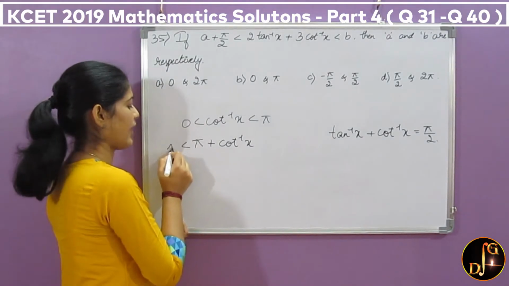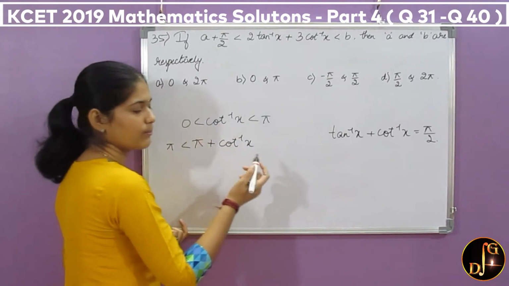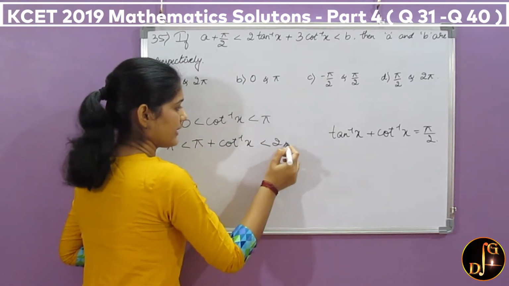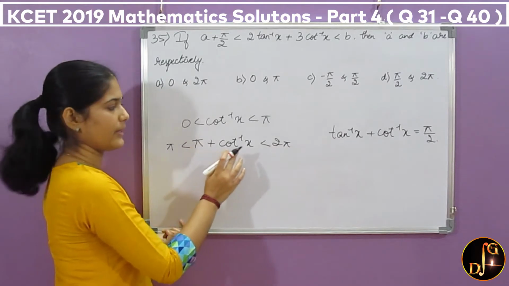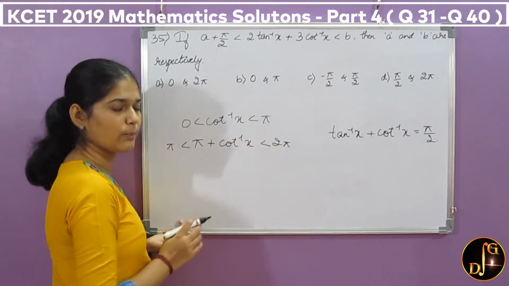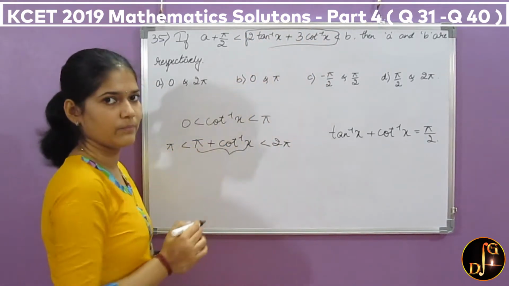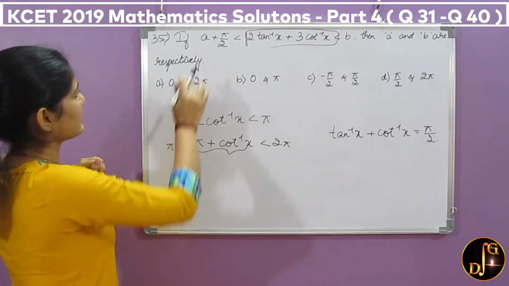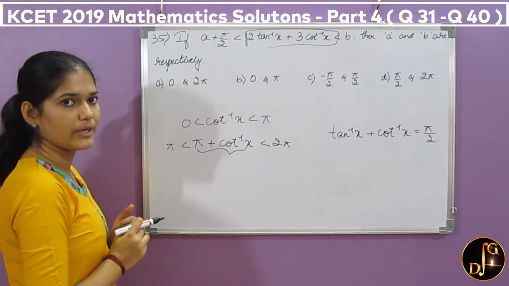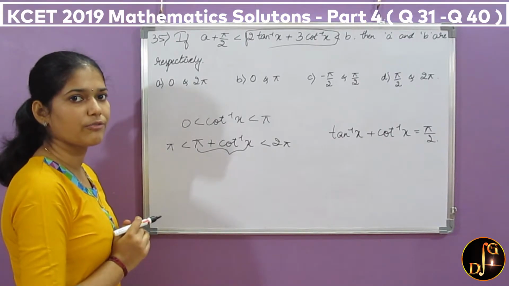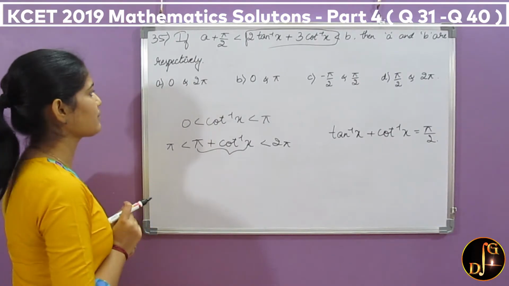That is, we have to add pi on both sides. Then we will get pi less than pi plus cot inverse x less than 2 pi. This is nothing but the same thing, right? Then pi can be written as pi by 2 plus pi by 2. Then what is the value of a? A is pi by 2.